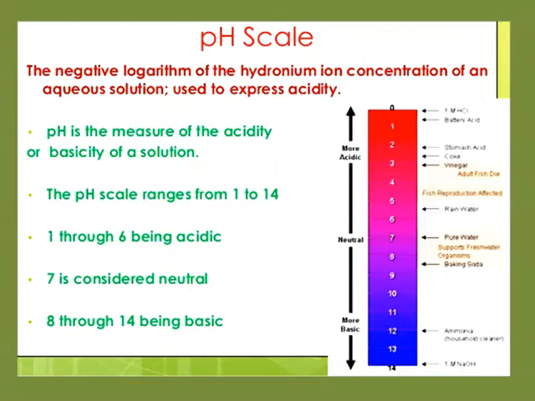The pH scale is the measure of acidity or basicity of a solution. The scale ranges from 1 to 14, 1 to 6 being acidic substances, 7 is considered neutral, 8 through 14 being basic. It is defined as the negative logarithm of the hydronium ion concentration of an aqueous solution, used to express acidity.